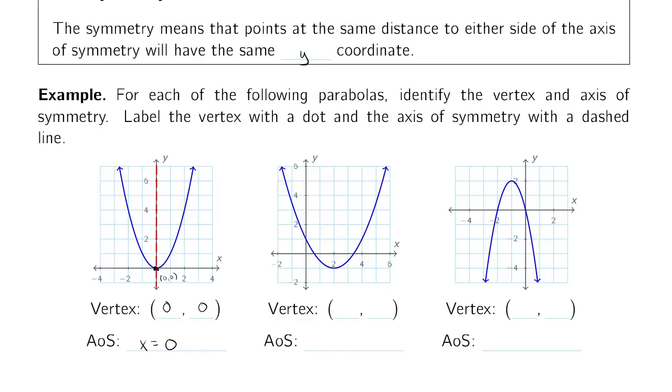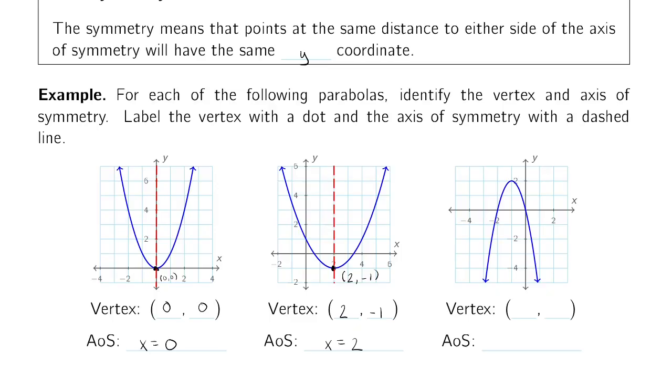This next parabola, here's the vertex at the bottom. That's the point 2, negative 1. So the vertex is 2, negative 1. The axis of symmetry again is the vertical line that passes through the vertex. So I'm drawing this dashed line as a vertical line through the vertex, and that's going to be the line x equals 2.